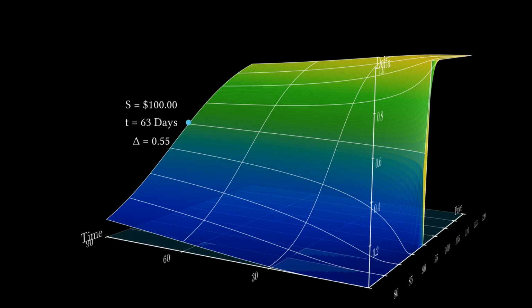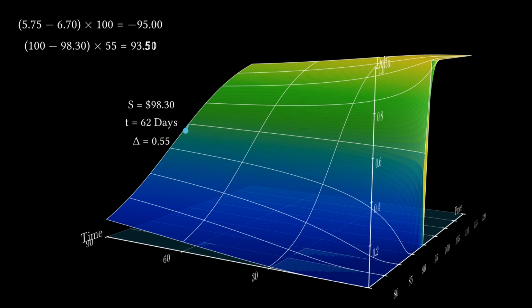The best way to answer this question is to try it out. Let's say that the next day is a down day, so the stock drops to $98.30. Our option drops in price from $6.70 to $5.75, giving us a loss of $95, while our short position in 55 shares gives us a gain of $93.50. So our combined position only changed by $1.50 instead of $95.